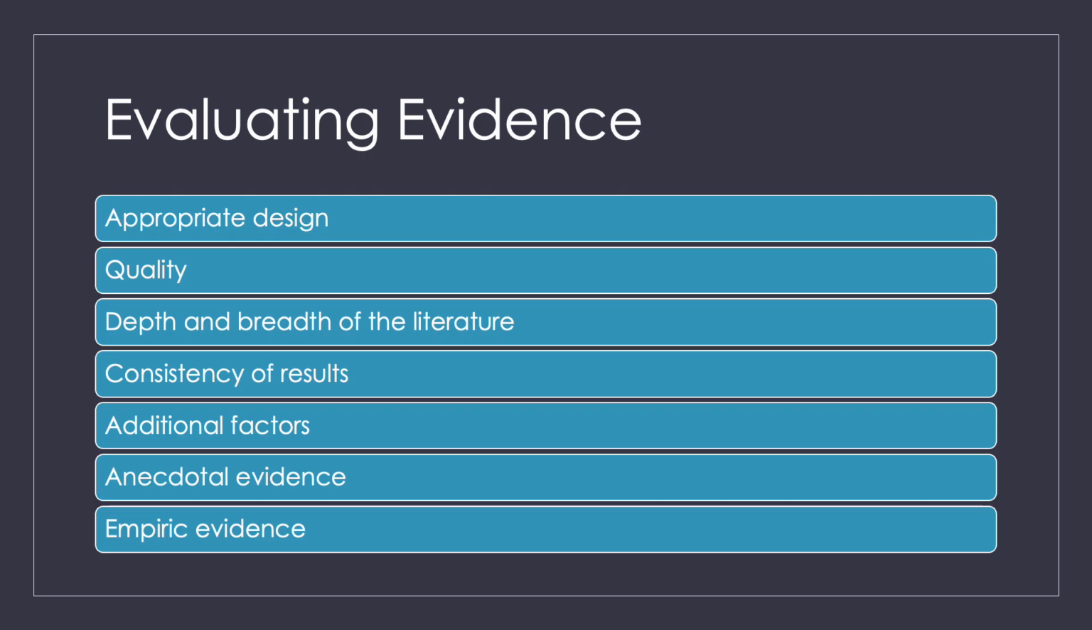Is there just one study? Are there multiple studies? Do those studies agree? Is there consistency of results? Are there other additional factors that could impact the results of the study? And so the first 5 here are really about evaluating literature and research.